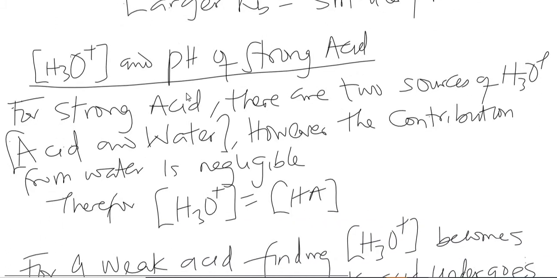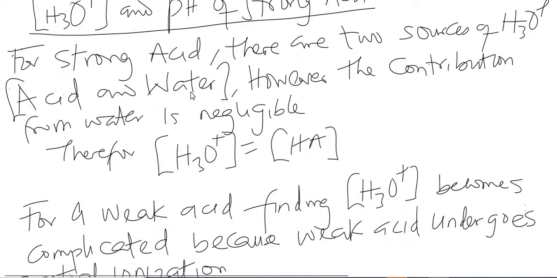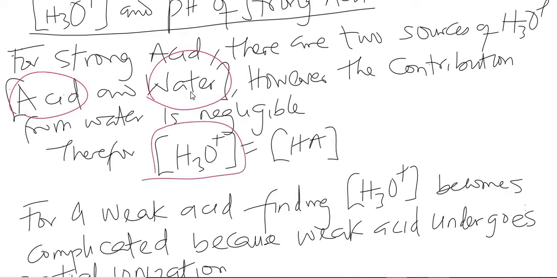The hydrogen ion and pH of a strong acid can be determined. For a strong acid, there are two sources of hydrogen ion. One is coming from the acid and the other is from the water. However, the contribution from water is negligible. Therefore, the hydrogen ion concentration is going to be equal to that of the concentration of the acid.